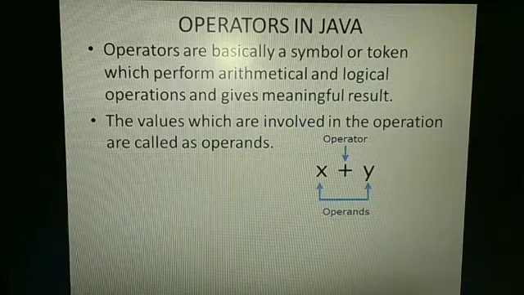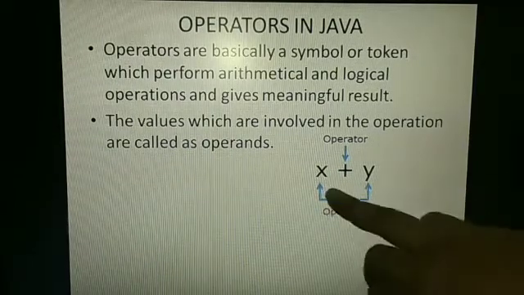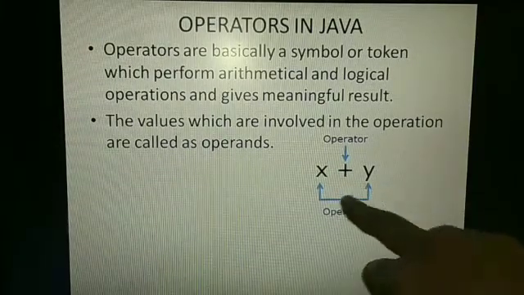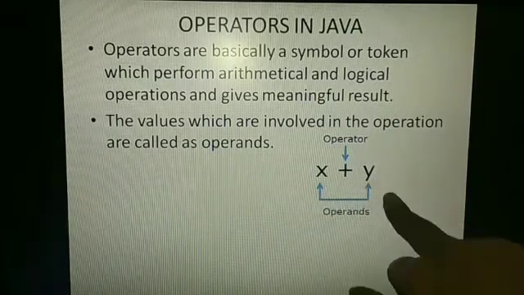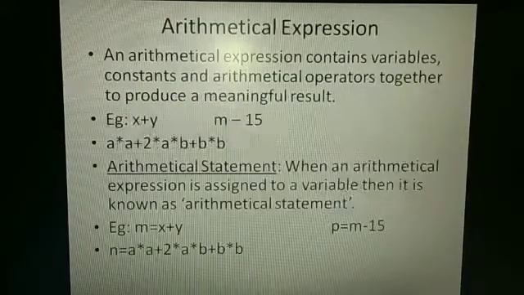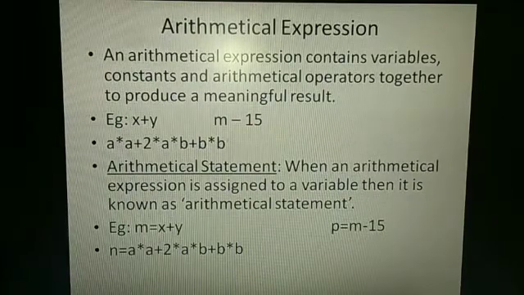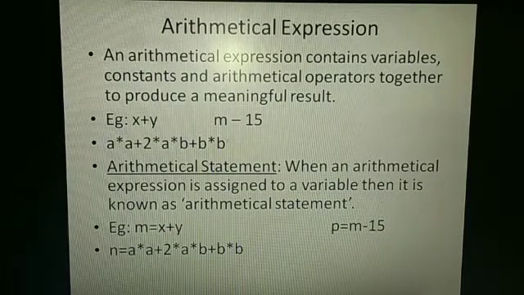The values which are involved in the operations are called operands. The values which are involved in your operation are called operands here. This is a small figure example showing that you have two operands where you are performing an operation. Fine.